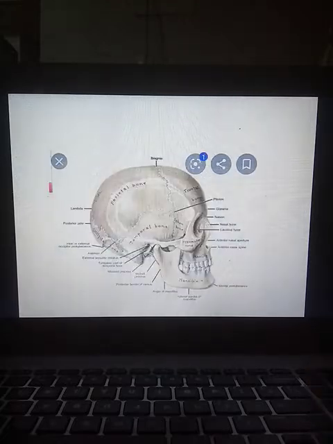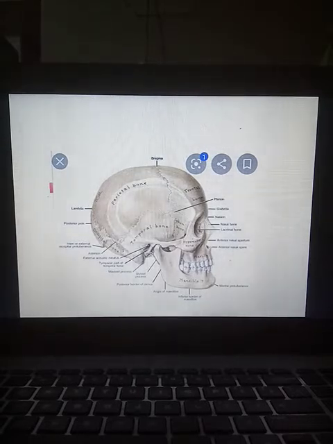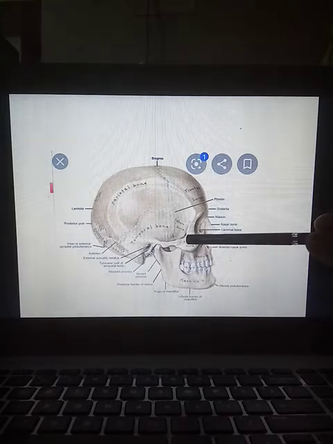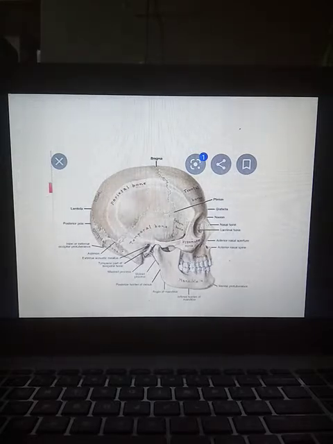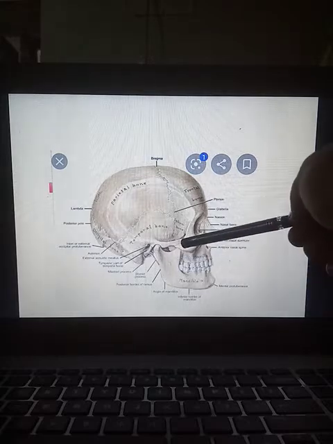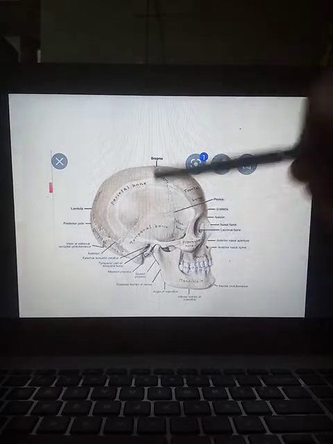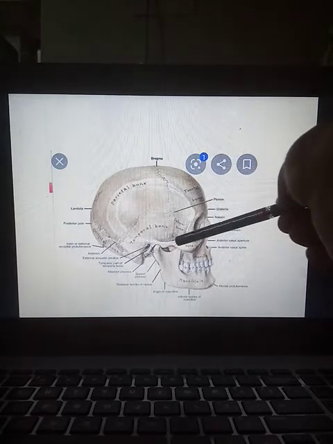Then for the various landmarks of the lateral side of the skull, what things you will come across, you should be aware about those things. This is the zygomatic bone, can you see? This forms the prominence of your cheek. Then you have this zygomatic arch. You have the zygomatic bone and the zygomatic arch.